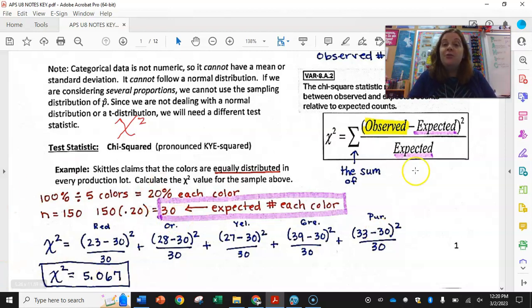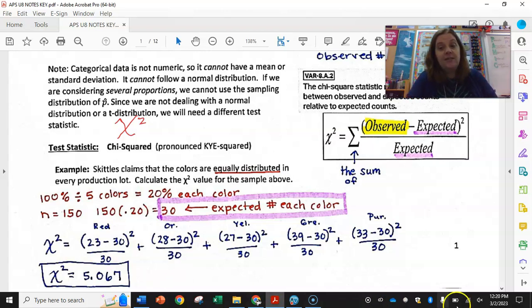All right, so for every observed count, I'm going to find that observed number minus 30, squared, divided by 30. So I would have 23, the number of red we observed, minus 30 squared divided by 30, plus 28 minus 30, etc. I'm going to do this for every single color. And this gives me the value of chi-squared, which is 5.067. Okay, that is our chi-squared test statistic.